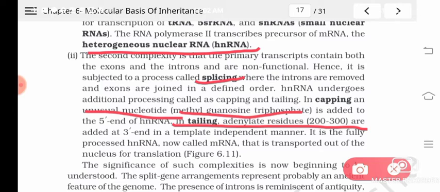Understood? So this can be asked as a separate question. What are the additional complexities that have to be undergone? Or what is the processing that has to be done in an hnRNA before it matures into an mRNA? Understood? So the capping, tailing and splicing. Is it clear?